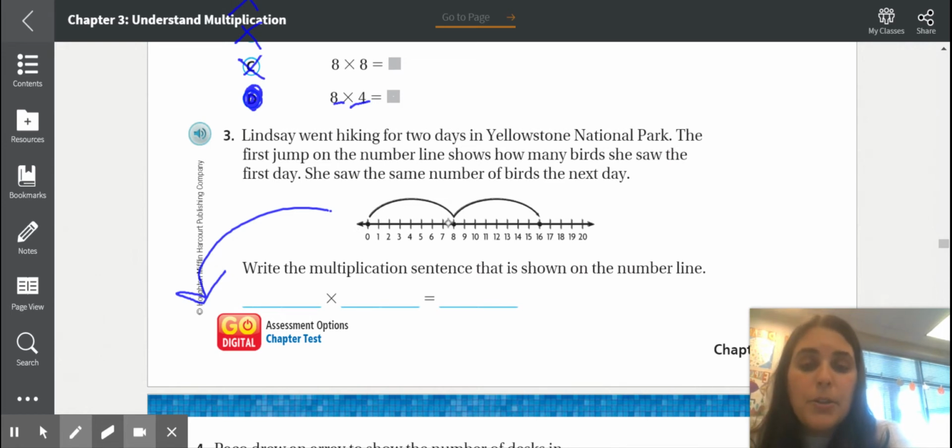So always start with groups. So how many jumps are there on the number line? There's 1, 2. Those are our equal groups. 2 groups. And then how many are in each group? Well, the first jump goes from 0 to 8. So we know that there's 8 in the first jump. So we know that there must be 8 in the second jump for them to be equal. So we have 2 times 8, because there's 8 here and then 8 here, and it equals 16. So that is the multiplication sentence for that number line.